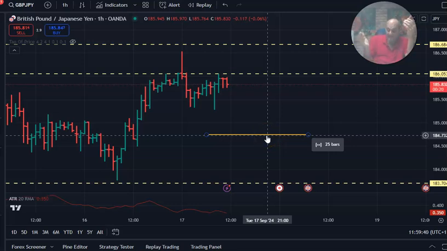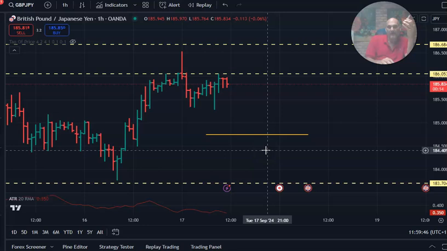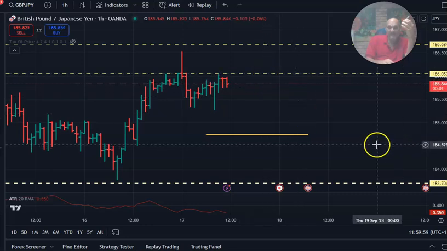If it breaks that, then we're going back down to, well, you know what? Then there's another support point at 184.40. If it gets through that, then it's right down to the 183.90 level. So the critical price today is that 186.05.